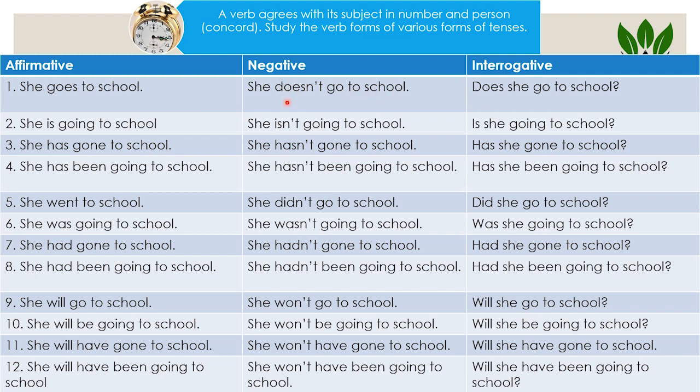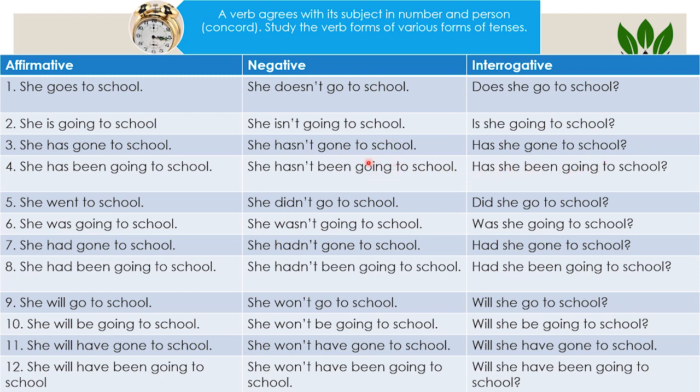Then again, the same thing is used in the negative. Does she go to school? Okay. She's going to school. She isn't going to school. Is she going to school? She has gone to school. She hasn't gone to school. Has she gone to school? She has been going to school. She hasn't been going to school. Has she been going to school?